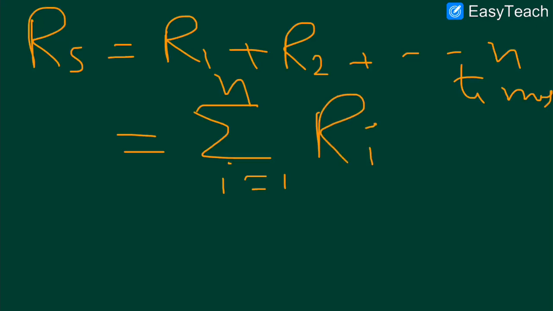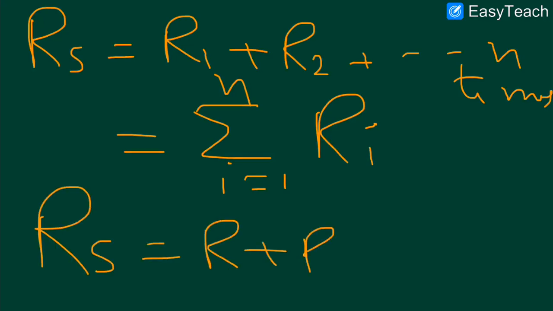Now if these resistors are identical, I mean each of the resistors has the same resistance, let it be equal to R. So Rs will be equal to R plus so on up to n times. So this will be equal to n times R, that is the number of resistors into the resistance of one resistor.